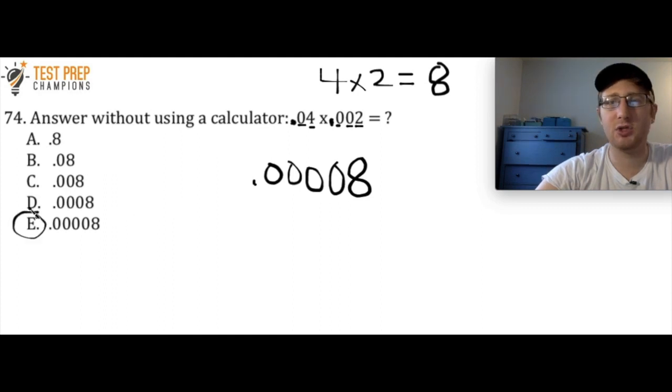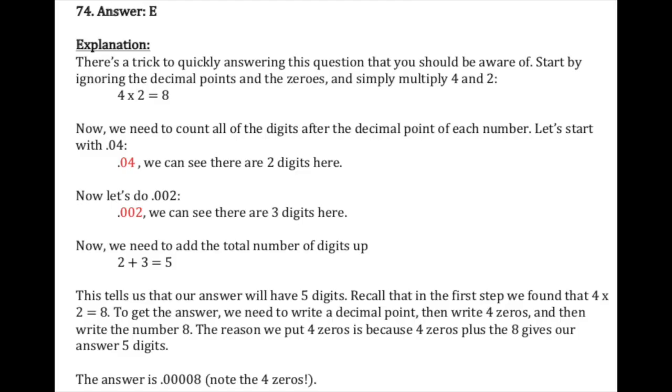Let me give you the solution up on the screen, and you can pause the video, take all the time you need to study that, and then when you're ready, we'll go on to the next question.